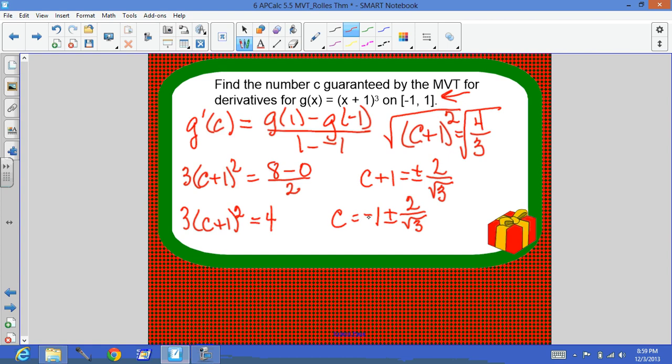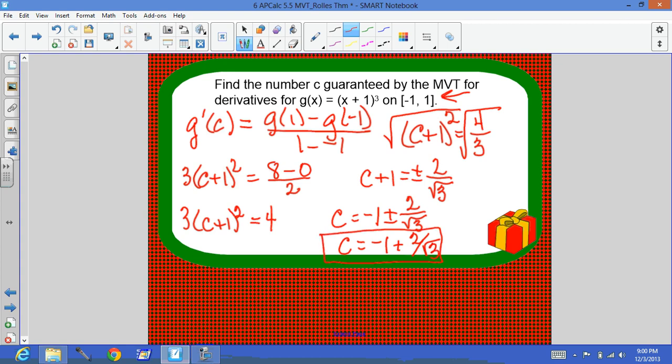Well, if I have negative 1 plus a little over 1, then that's going to be a little bit over 0, which should land in that interval. If I have negative 1 minus a little over 1, that's going to be negative 2 point something, which is not going to be in that interval. So my actual c value then here, where the secant line is parallel to the tangent line, is negative 1 plus 2 over square root of 3. Okay, and that's it.